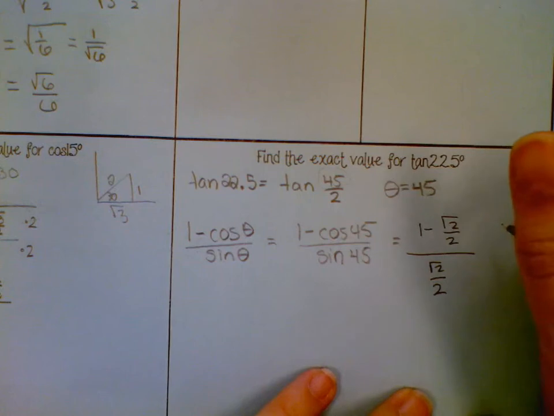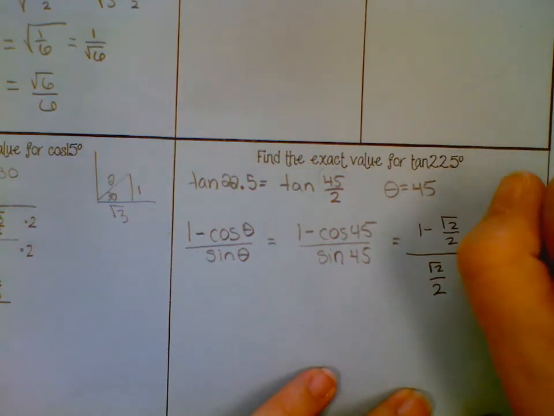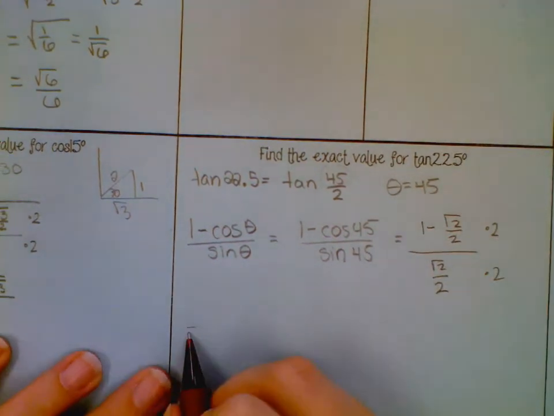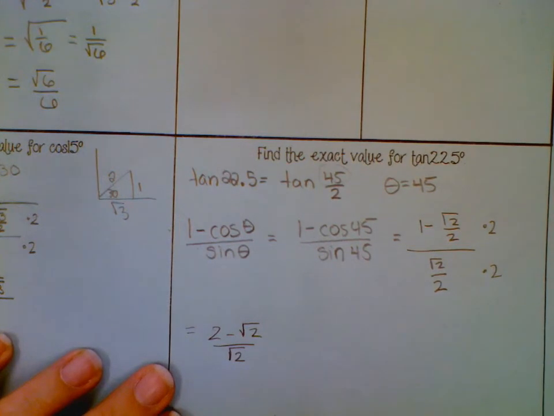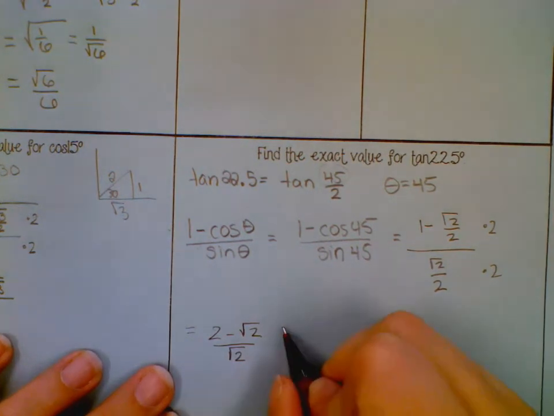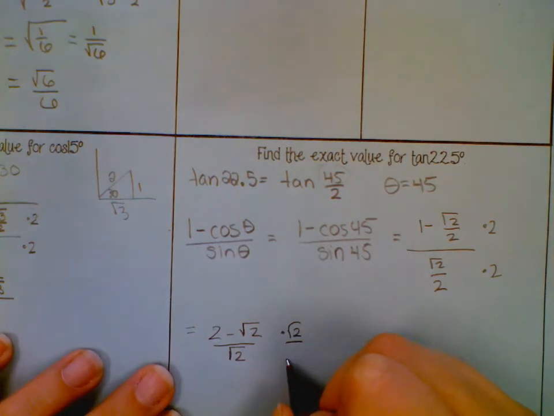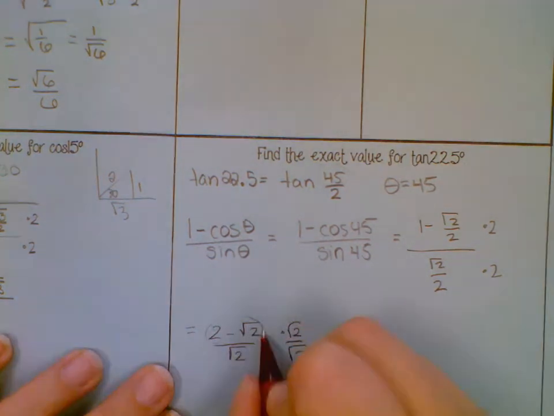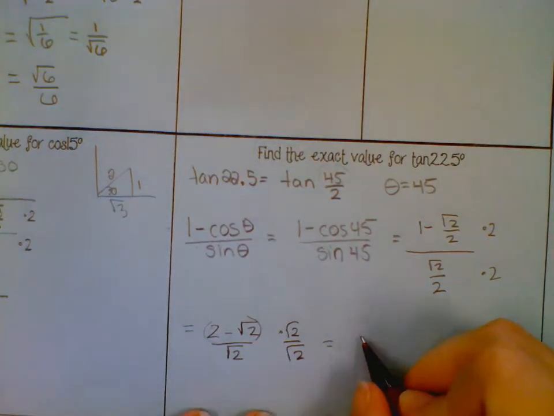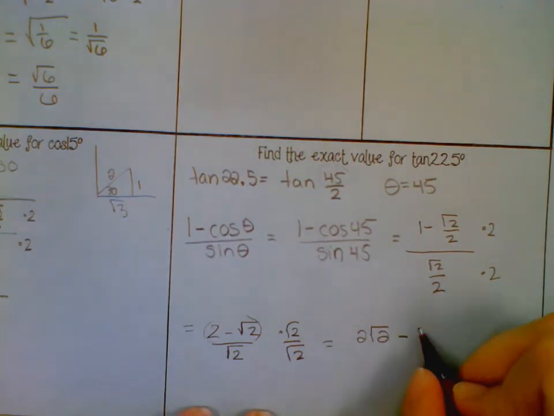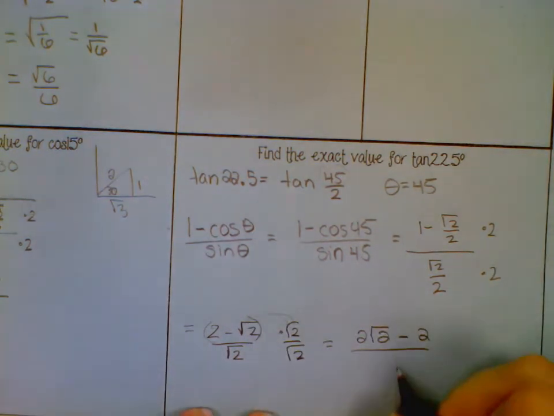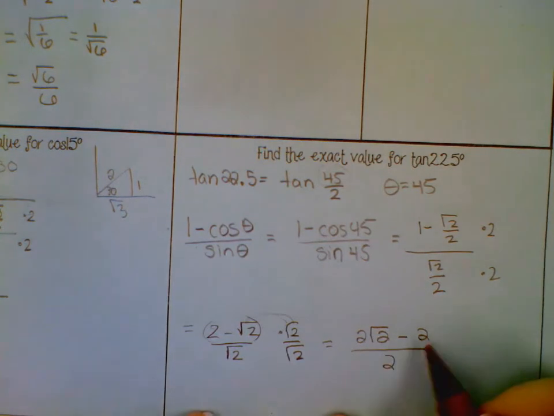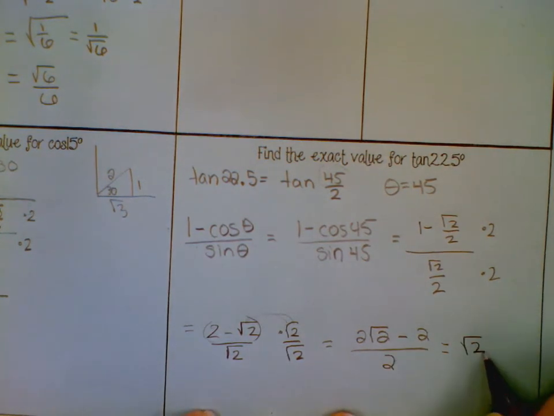So I'm going to do the same fancy magic I did before, times the top and the bottom by 2. So we get 2 minus root 2 over root 2. And then we would have to rationalize our denominator. So times the top by root 2 and the bottom by root 2. Remember, on the top you're distributing. So that would give us 2 root 2 minus 2, because root 2 times root 2 was 2, over 2. And then we can simplify that. So we'd have root 2 minus 1.